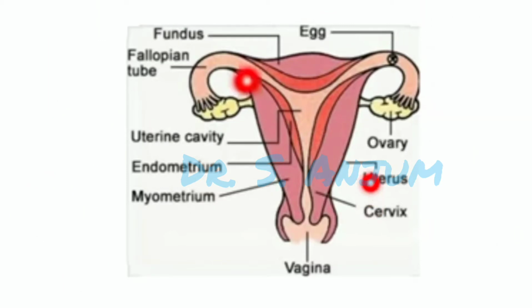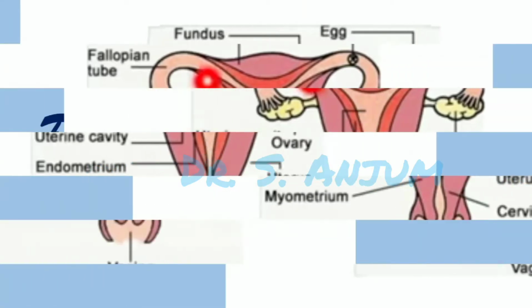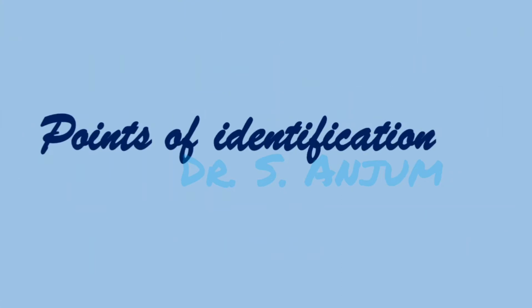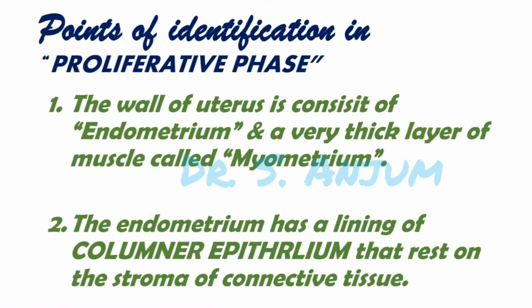It is another diagram, you can see here. It is the fundus, the part above the uterine opening is called fundus, then there is the body, and there is the cervix, and this is the uterine cavity which is triangular on cross section. Come to the points of identification. The histological appearance of the uterus varies according to the uterine cycle. The uterine cycle has 3 phases. The first one is the proliferative phase, the second one is the secretory phase, and the third one is the menstrual phase. First come to the proliferative phase.